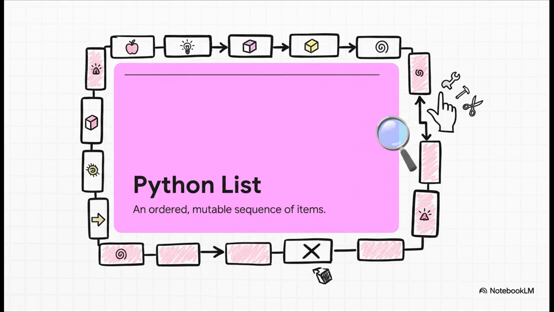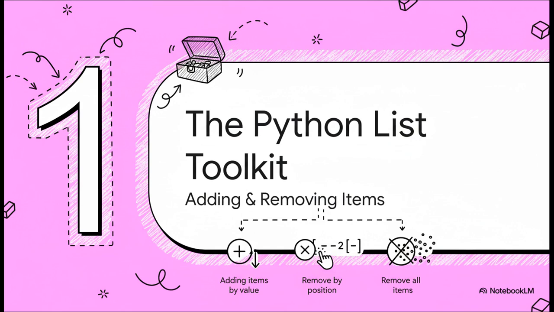It's the perfect container for this kind of thing because it's ordered, meaning items stay exactly where you put them, and it's mutable, which is just a fancy way of saying you can change it whenever you want. And to change it, you need the right tools, or as we call them in programming, methods. All right, so let's really lean into this idea of a programmer's toolkit. Inside this kit, we've got specific tools designed for every common job you'll face with lists. We're going to take a look at 4 of the most essential tools for adding and removing items.